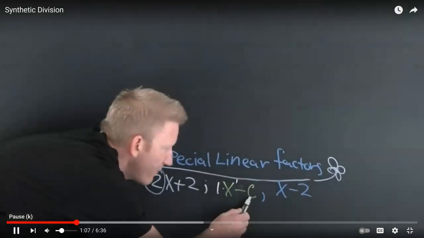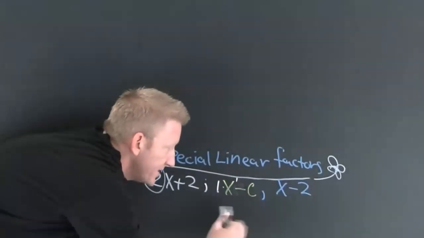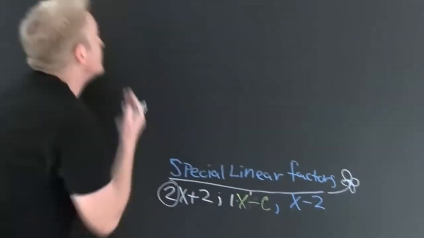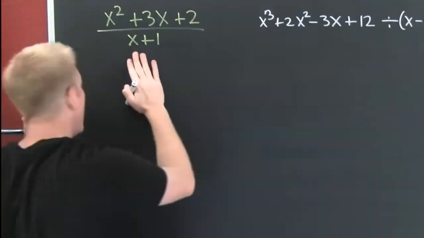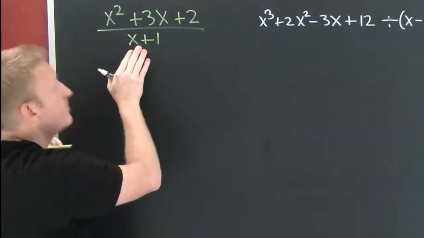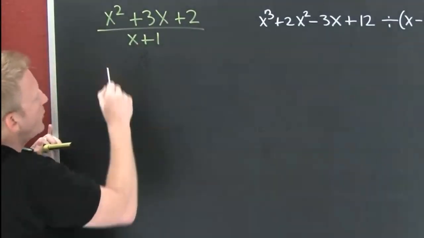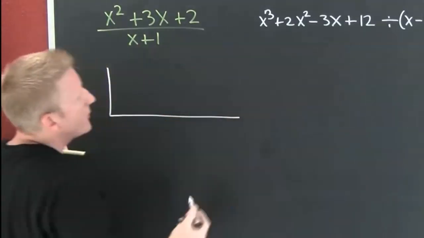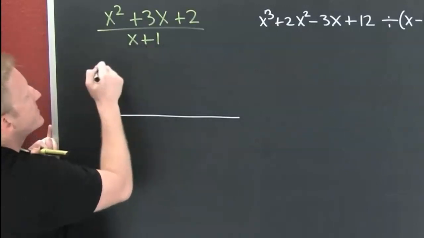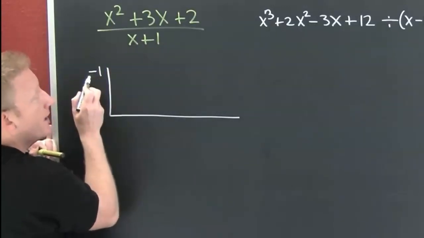Okay, what goes outside of our box? The opposite of c, or whatever's going to make our denominator 0. I'm ready for an example. Up here. Am I dividing by a special linear factor? I am. So then, zeros go outside of the box. What makes that denominator 0? Negative 1. Zeros go on the outside.